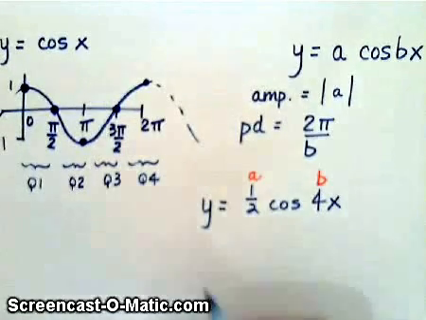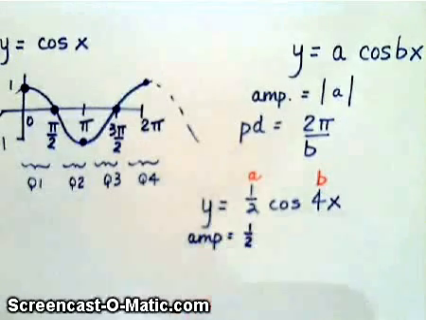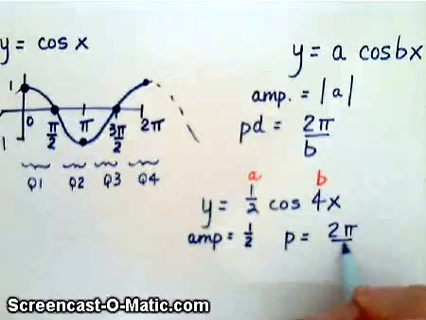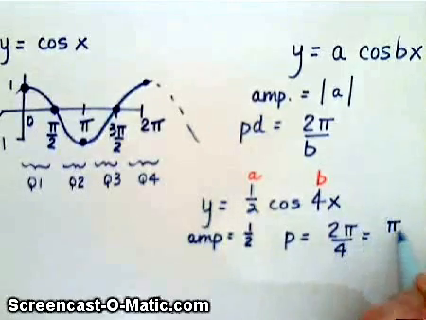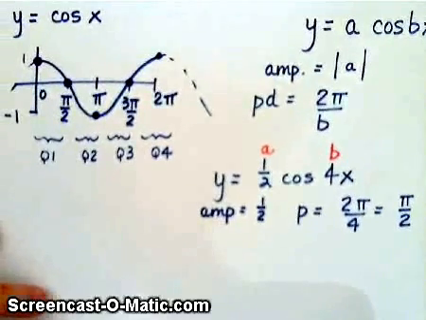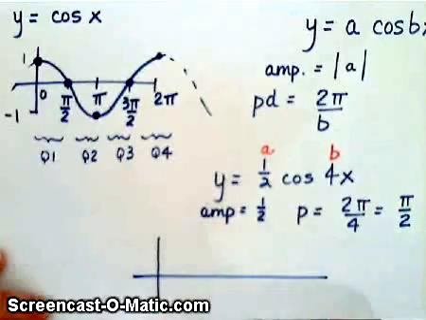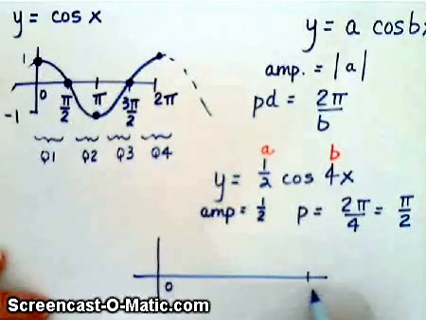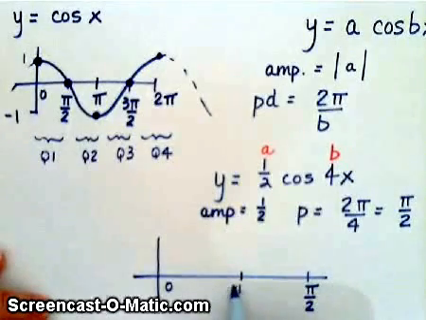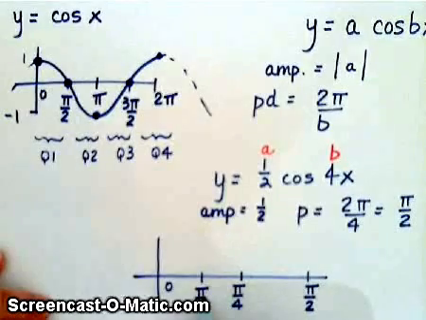So let's just review this. The amplitude then is 1/2, so this is a little short cosine curve. And the period is 2 pi divided by 4, or pi over 2. Let's push this up just a tad and stretch out one period of this graph. We're going to go from 0 to pi over 2. We're going to half pi over 2, which would be pi over 4. We're going to half pi over 4, which would be pi over 8.